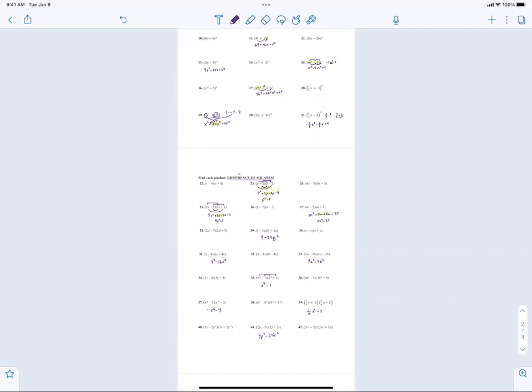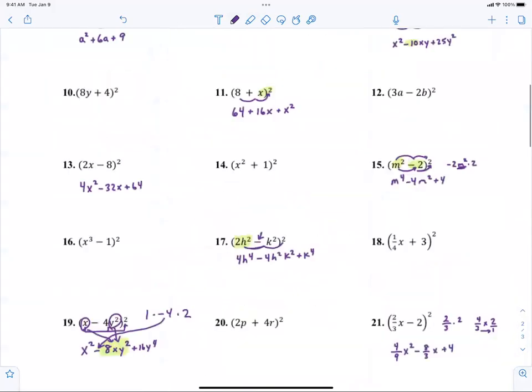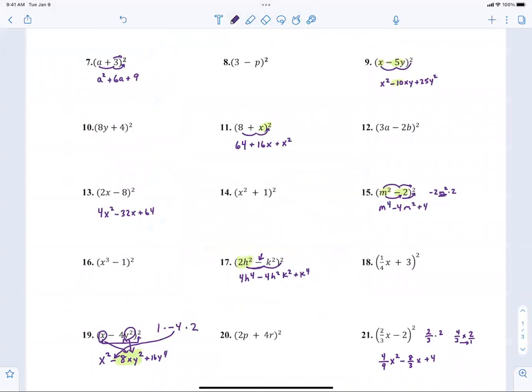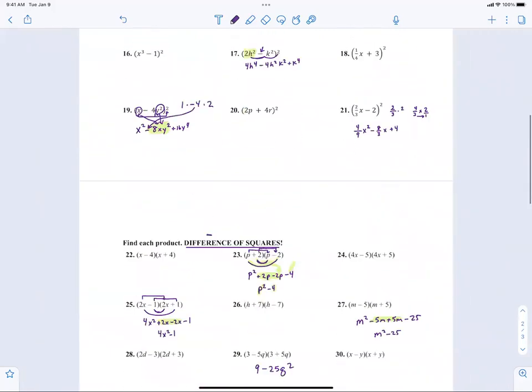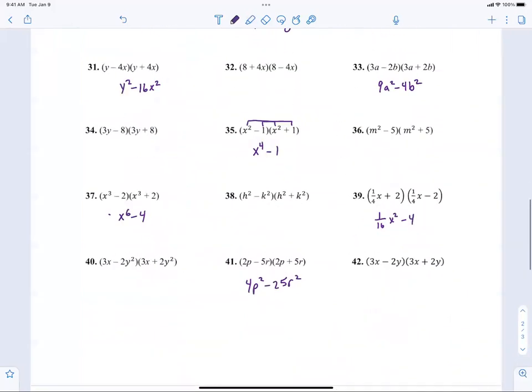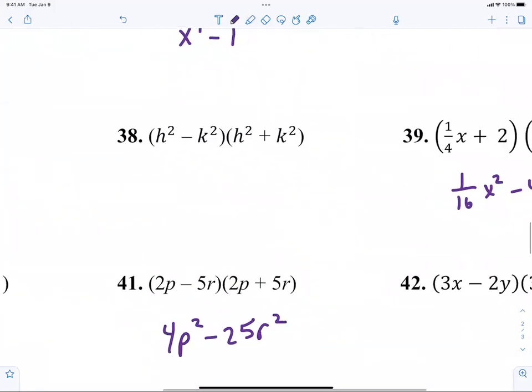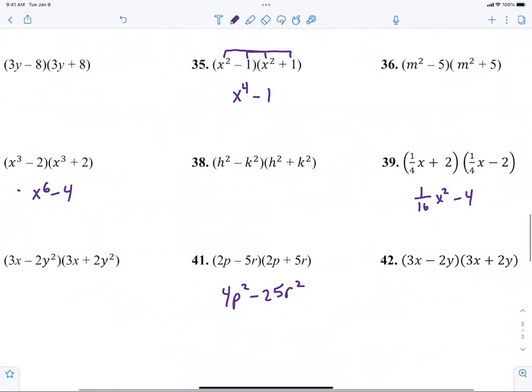Evan, what did you get? I got 9 plus 6p plus p squared. Minus 6p. Oh, it's minus 6p? Why? Because the middle term is negative, right? Oh, yeah. All right, good for you. Zeb, 38 real quick. What are you thinking? I thought it was h to the 4th minus k to the 4th. Yes, you're brilliant. What did you get? h to the 4th minus k to the 4th.